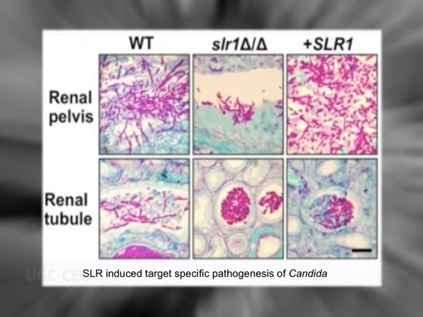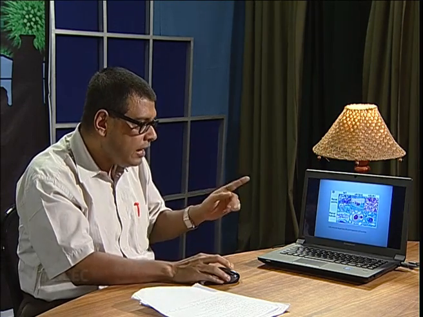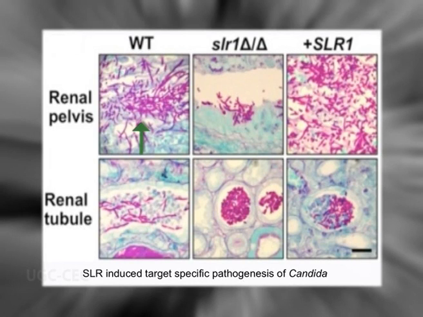Similarly, there may be expression of the typical SLR gene, and this particular SLR gene will increase or decrease colonization within specific areas of the body. Here I have considered the kidney. You can see here, this is the wild type strain, this is the SLR recessive, and this is the SLR dominant. You can see the SLR dominant will show more colonization in the renal pelvis, but in the renal tubule, they are localized, but the density of infection increases.